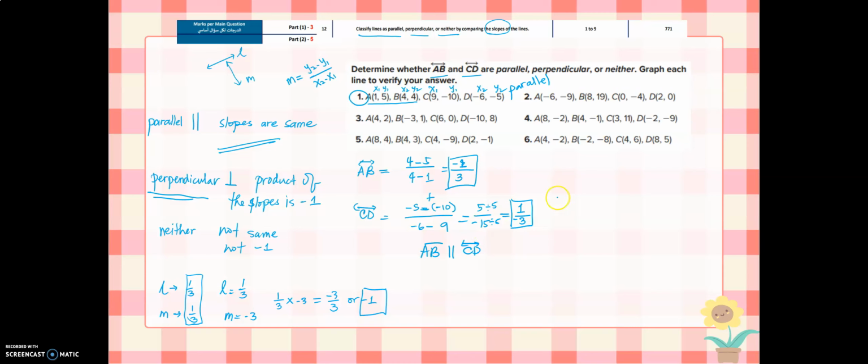I want you to try some of the examples here. Just follow the formula and how the procedure is applied. Okay, let's move on to the next topic.